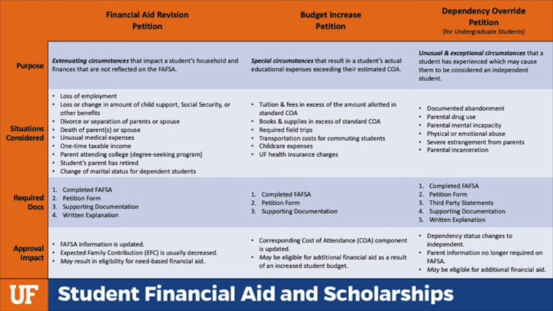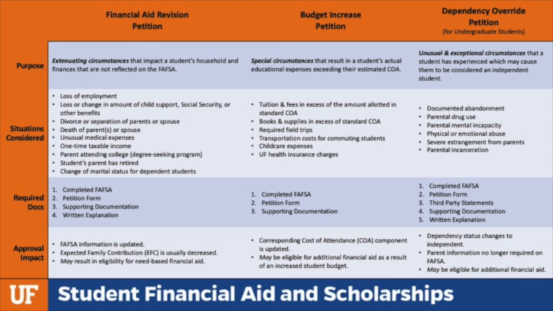So here's a summary of the different types of petitions that we've gone over in this presentation. If you have extenuating circumstances that have impacted your household and finances that are not reflected on the FAFSA, you'll want to consider submitting a revision petition. If you have incurred educational expenses that exceeds the estimated cost of attendance, you may want to consider submitting a budget increase petition. And if you're considered a dependent student but have an unusual and exceptional circumstance that may cause you to be independent, you'll want to consider submitting a dependency override petition. All 3 petitions can be submitted online on our website.